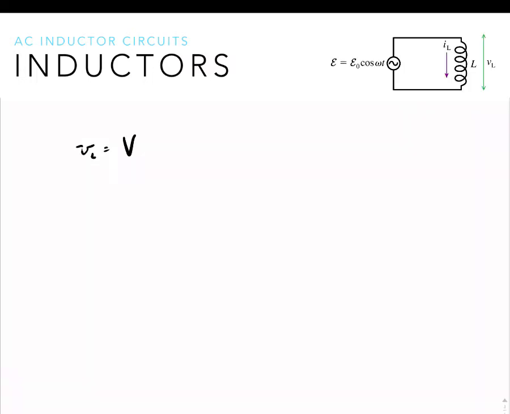We also know that, going back, V_L is L dI/dt. So we have a relationship where V_L is L dI_L/dt. Notice for all of these circuit elements, we can tell which current and which voltage we're talking about because of the subscript. If it's the source voltage, what does it look like? A squiggly E is equal to E naught cosine omega t.